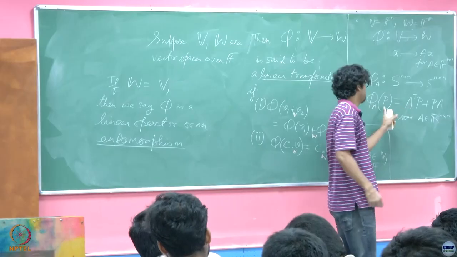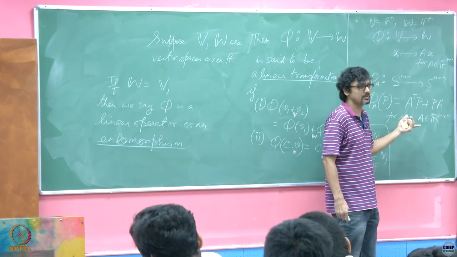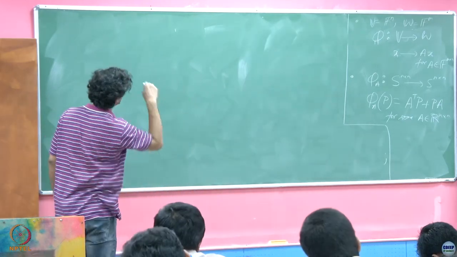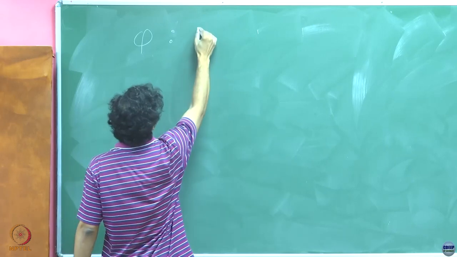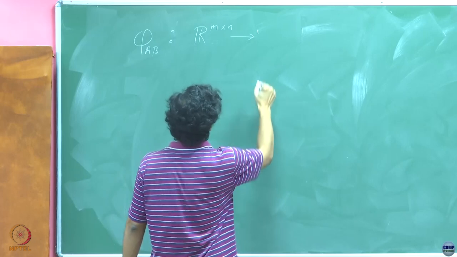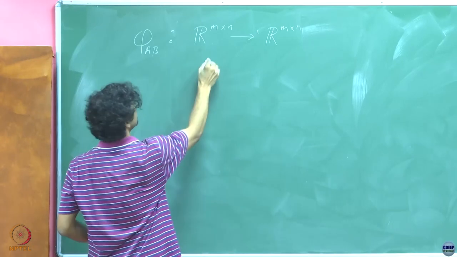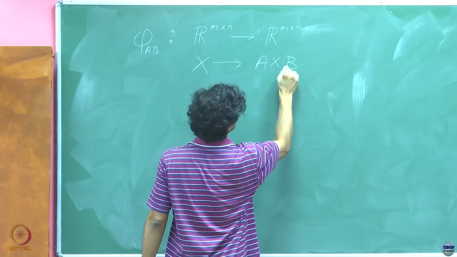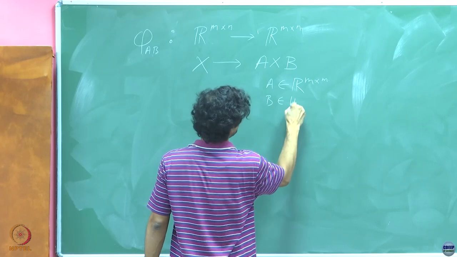Is this symmetric? You take a symmetric matrix P, and if you look at the transpose of this, it is A transpose P plus PA. It's the same thing. So it's a symmetric mapping. No problems with that. Suppose we take phi as a mapping from R^(m×n) to R^(m×n), let's say phi_AB, where it picks up an object X, an m×n matrix, and maps it to AXB, where A is some m×m matrix and B is some n×n matrix.